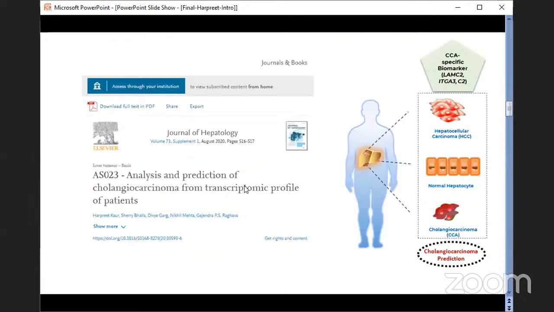In the next part, we focused on the second primary malignancy of the liver, that is cholangiocarcinoma. For this purpose, we retrieved nearly 900 samples from one of the major public repositories, that is GEO. And then we elucidated a 3-gene CCA specific signature, which includes LAMP-C2, ITZ, and C2, employing various machine learning techniques like random forest, logistic regression, SVM, etc.